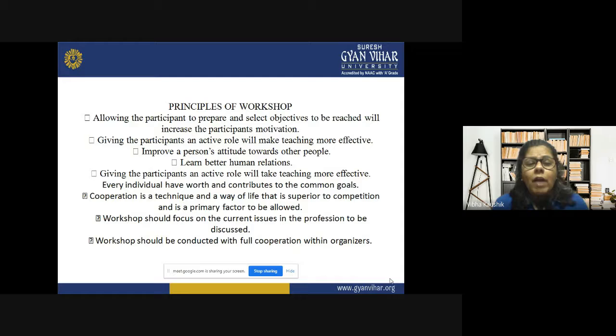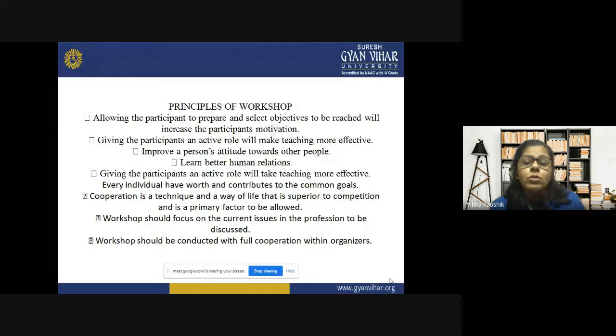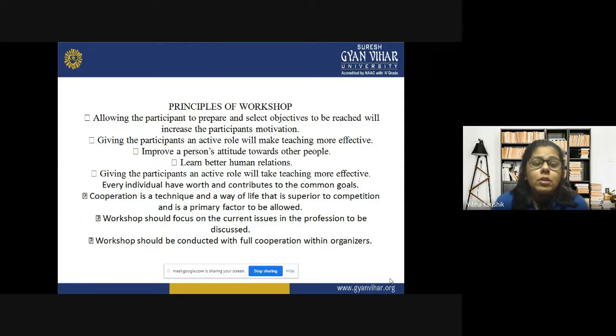Every individual has worth and contributes to the common good, and when they are involved in the teaching learning process and are active in that, then what will happen? Every individual has worth and contributes to the common goals that we want to achieve through the workshop. Cooperation is a technique and a way of life, meaning to cooperate with other people. That is superior to competition and is a primary factor to be allowed.